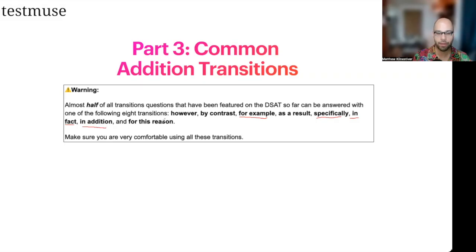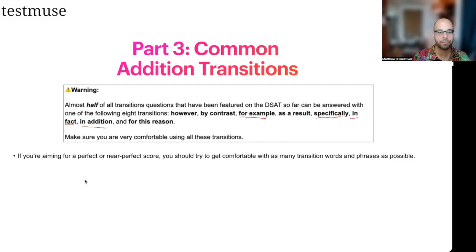Okay. So the others are cause and effect, for as a result and for this reason, and then contrast for however and by contrast. So make sure you're especially comfortable with those transitions by the end of this lesson. And just to reiterate, if you're looking for that perfect score or near perfect score, try to learn as many transition words and phrases as you can. And we'll be doing that in the next lesson. We'll be going over even more. So just wanted to point that out.